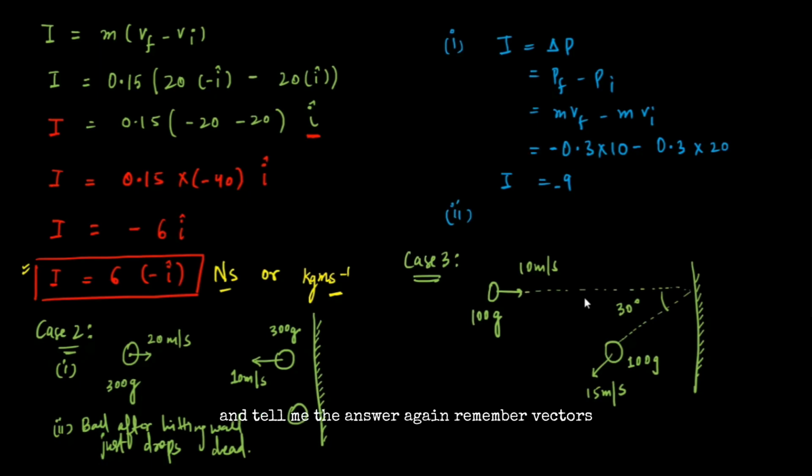Again, remember we're dealing with vectors, so whatever we have done with vectors before, we can do here as well. It's the same. You just do 0.1 times 11. So 2.3 newton seconds to the left. 2.3 newton seconds to the left. Are you sure? Let me check it again.